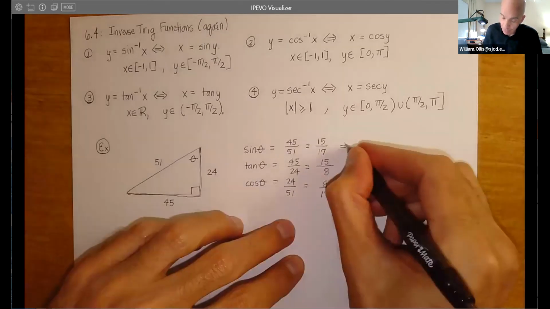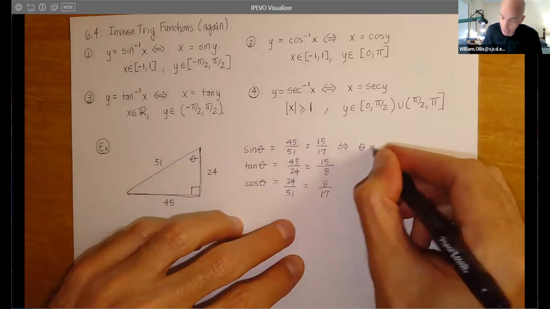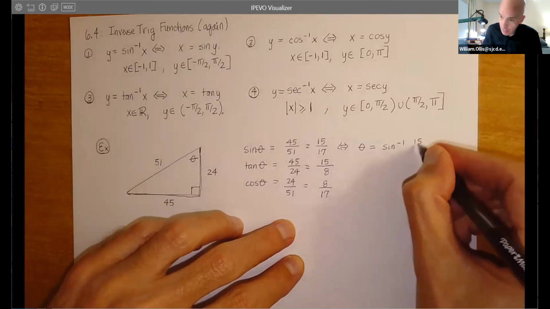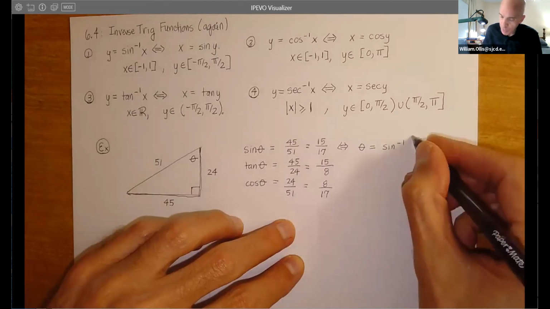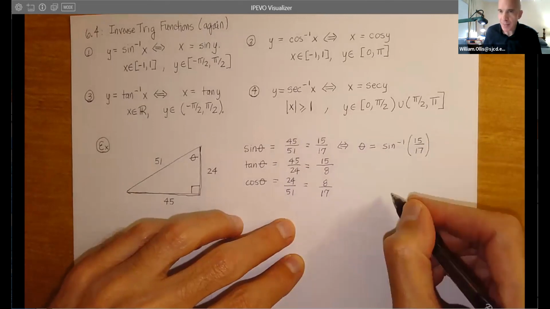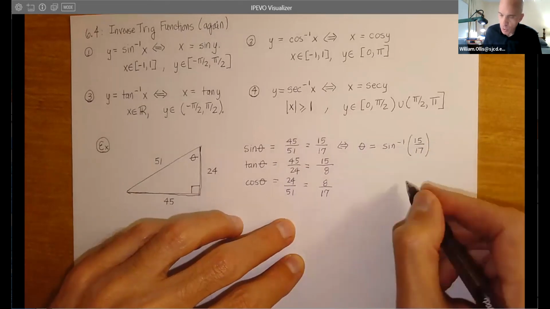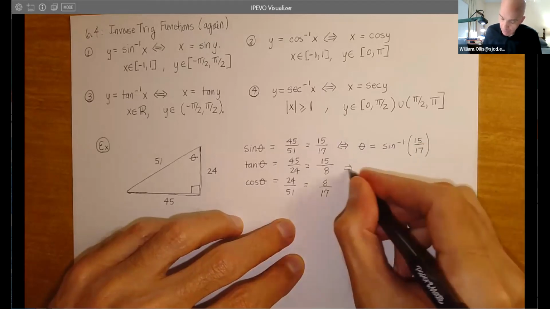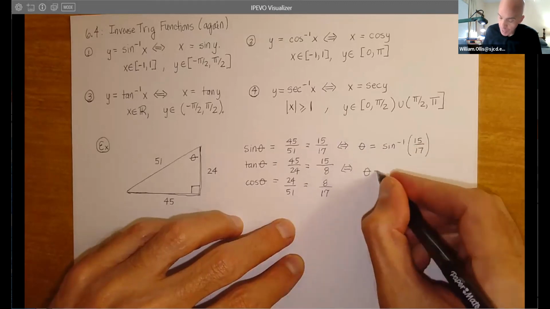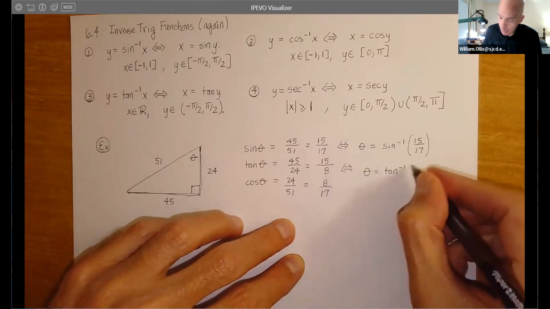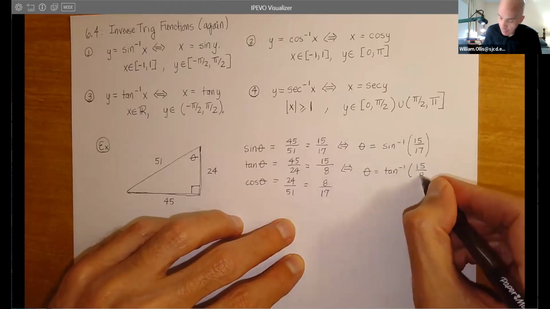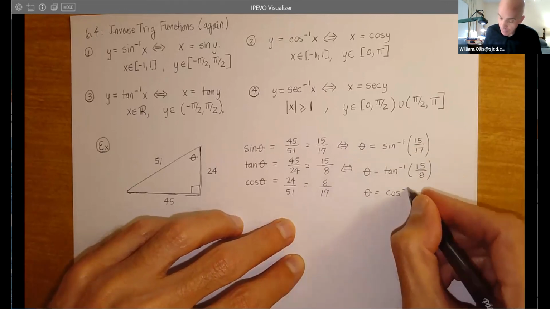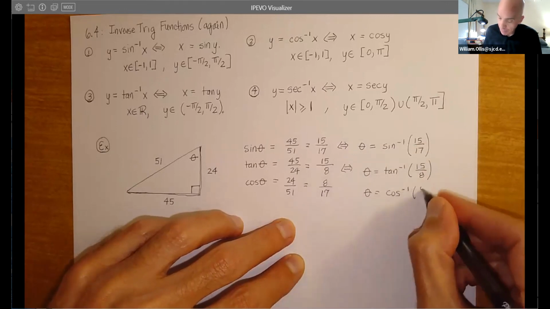So if and only if theta equals the inverse sine of 15 over 17. Now, you don't have to use the parentheses, but when you do the Webasine, they build them in, and so you don't get confused with the negative. It's okay. So here, if and only if theta equals the inverse tangent of 15 over 8, and then we can have theta equal the inverse cosine of 8 over 17.